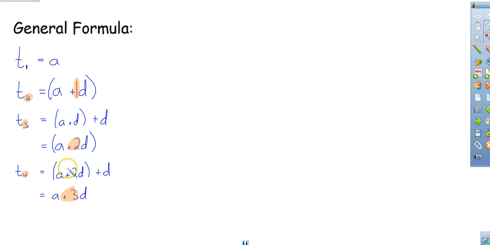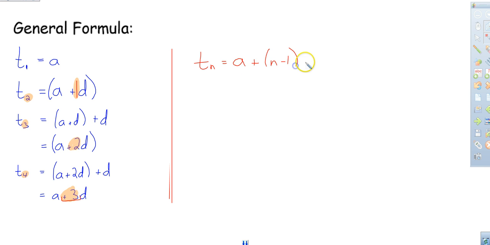What you'll notice is that for whatever term we want, we are adding d one less time than the term number. So a general formula that we can use to calculate any term we want, term n in general, is that we start with the first term, a, and then add n minus 1 times d. So n minus 1 is one less than the term number, times the common difference.